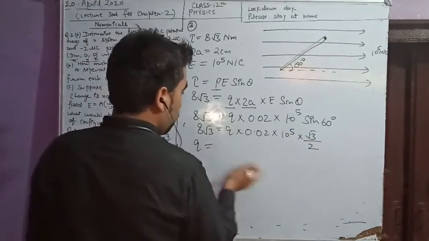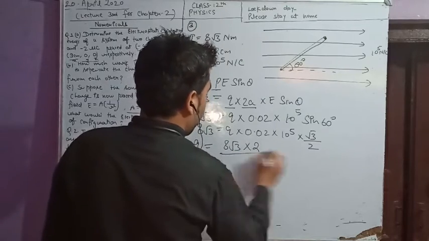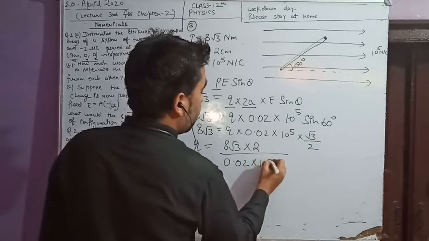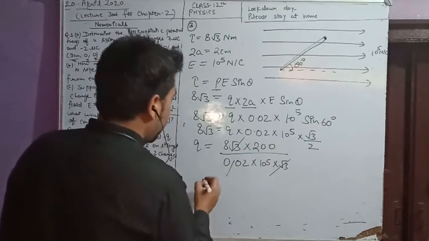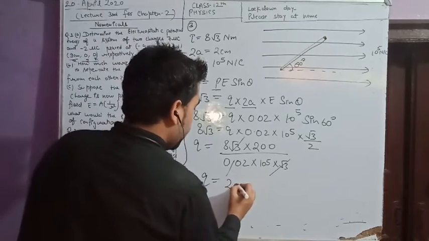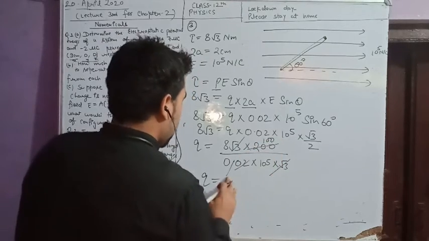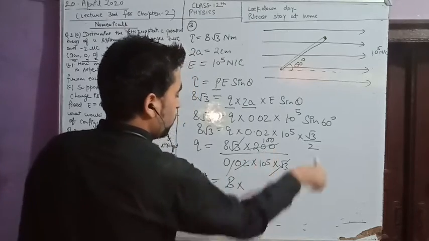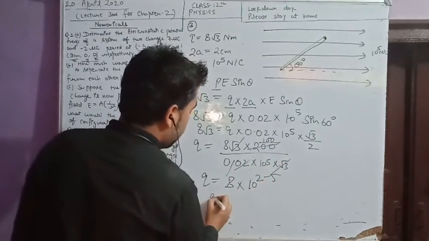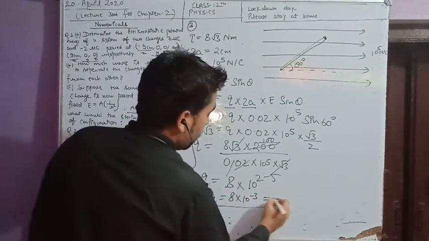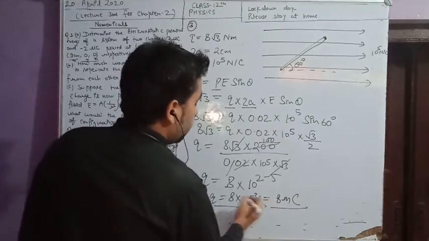8 root 3 is equal to Q into 0.02 into 10 power 5 into the value of sin 60, root 3 by 2. So what will be the value of Q? Q is equal to 8 root 3, the 2 is in divide, shifted there, becomes multiply, so 2, divided by 0.02 into 10 power 5 into root 3. So root 3 and root 3 get cancelled out. Point and then 2 zeros we will erase. So Q is equal to 200 into, okay, 2 1s are 2, so we will get 100 and 8 is remaining into 10 power 2, and plus 5 shifted there becomes minus 5. 100 is 10 power 2, so 10 power 2 minus 5, so this will become 8 into 10 power minus 3, and this minus 3 we can write as milli, so 8 millicoulomb or 8 into 10 power minus 3 coulomb.